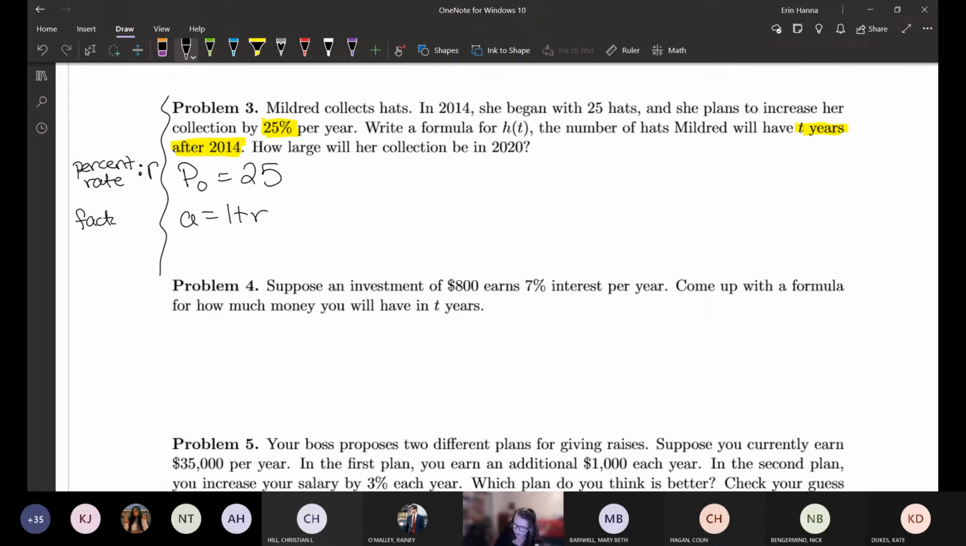If you see the word factor, I don't think they'd say base, but if you see the word factor, that's going to be the a value. So here we're actually told r. And the one last thing to remember about r is you need to change it from a percent to a decimal. So we'll need to make r 0.25, which makes our a value 1.25. Okay with that so far? Okay. Which makes our equation 25 times 1.25 to the t.